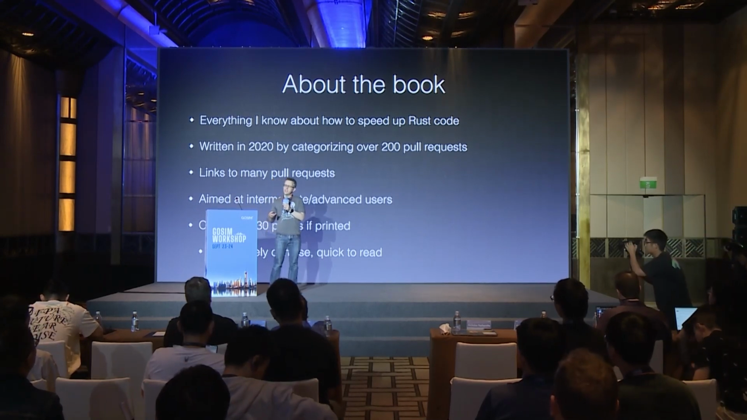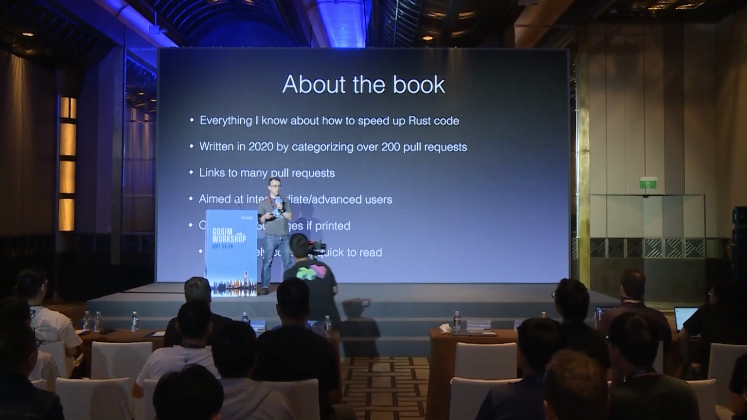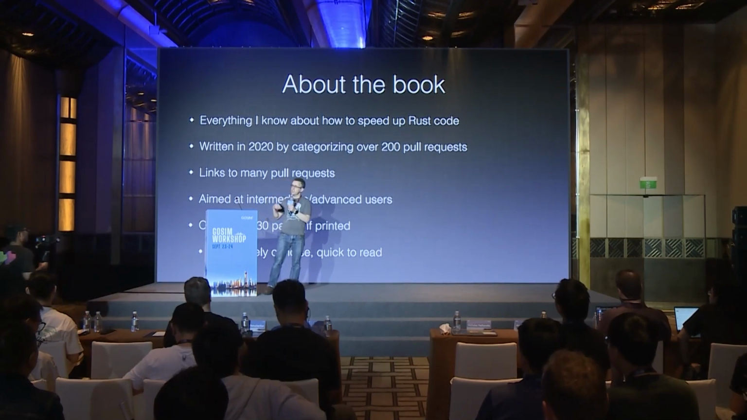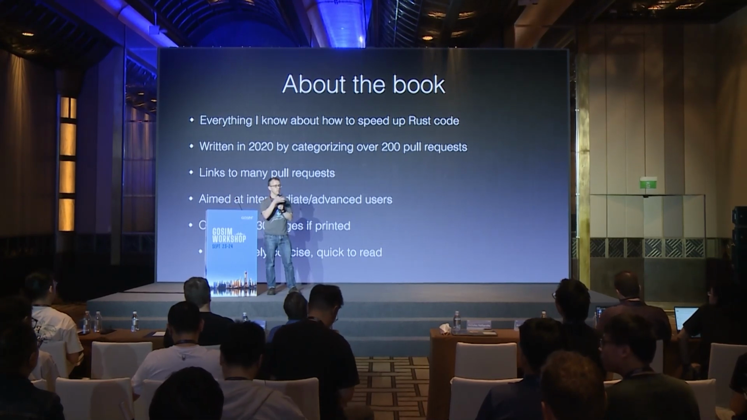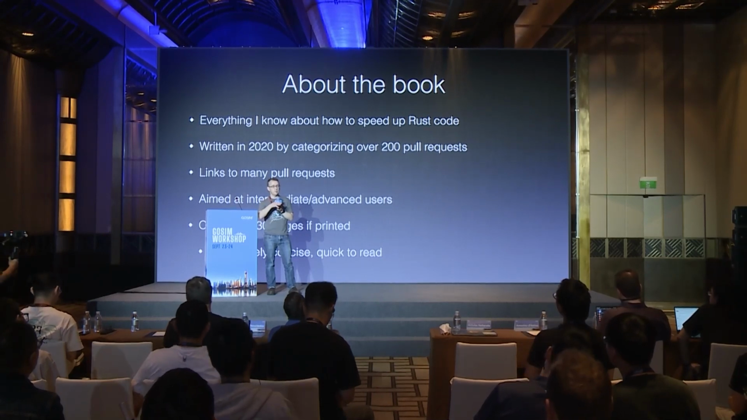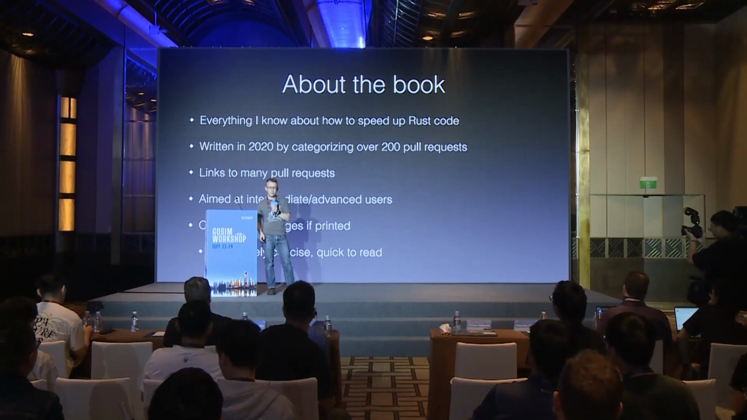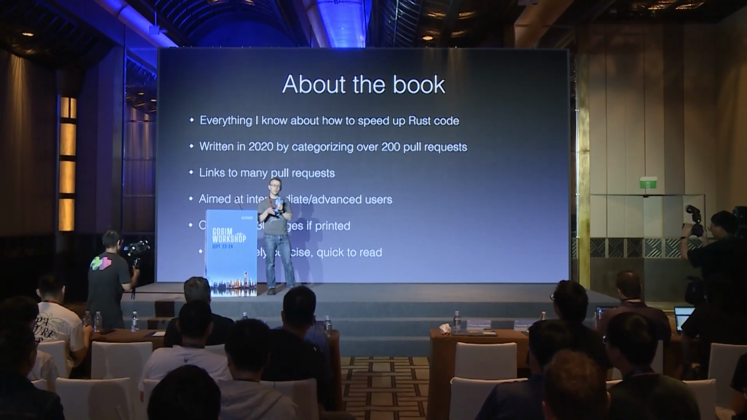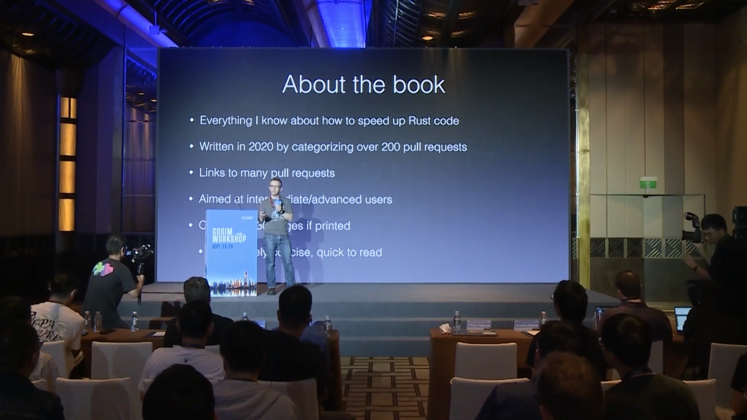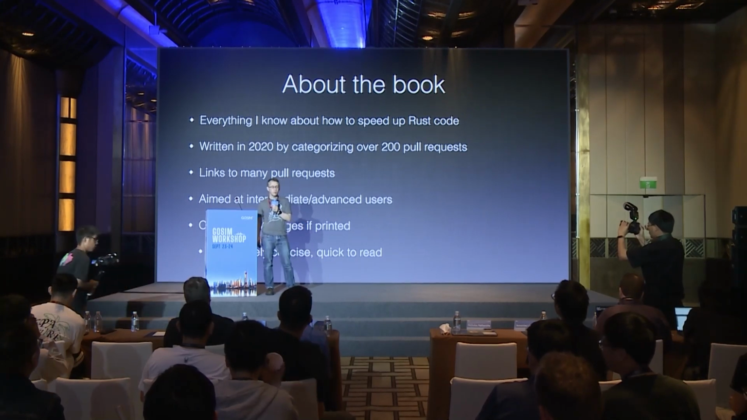So the book basically contains everything that I know about how to speed up Rust code. I wrote the first version of it in 2020, and the way I did it was I basically just went over almost 200 pull requests that I had written, and I looked at them all and put them into groups and saw which patterns showed up multiple times, and this basically gave me almost like a chapter layout for the book, these categories, and then it went from there. The book is intended to be a very practical and real-world based thing, so there are links to a lot of those pull requests in the book. So it'll talk about a principle, and then you can see links to actual real pull requests that apply that principle, which I think is important.